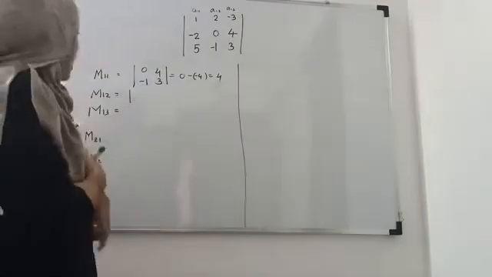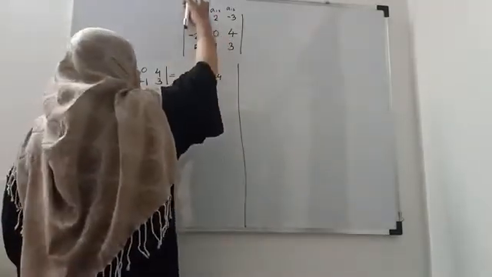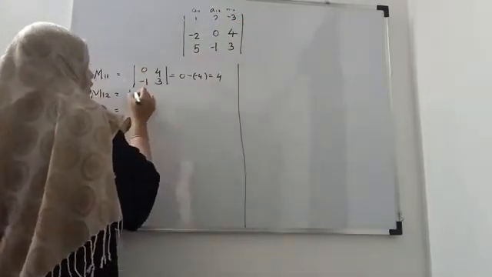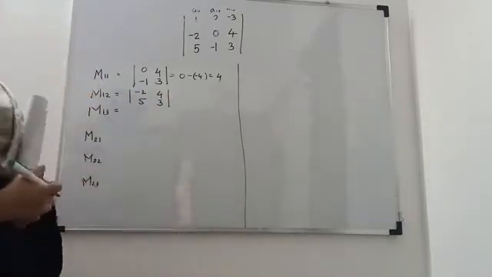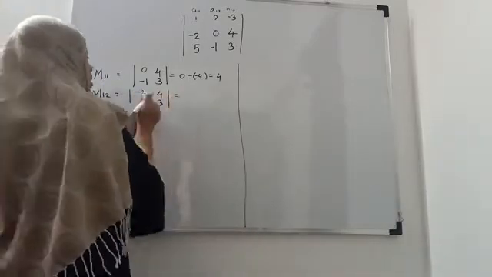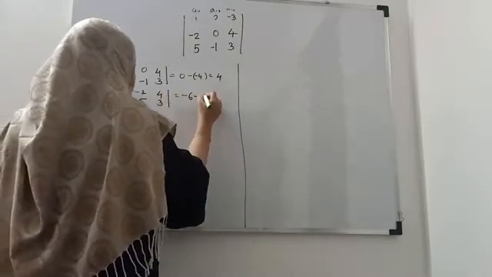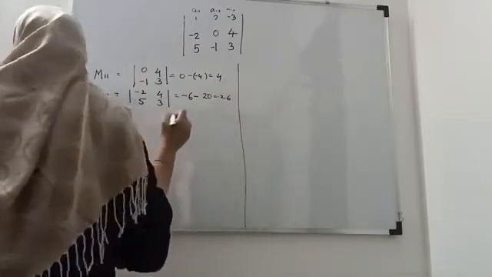Now what is the minor M12? M12 means the first row and the second column will be eliminated and then you will be left with minus 2, 5, 4 and 3. So here it is minus 2 into 3, minus 6, 4 into 5, 20, so minus 26.